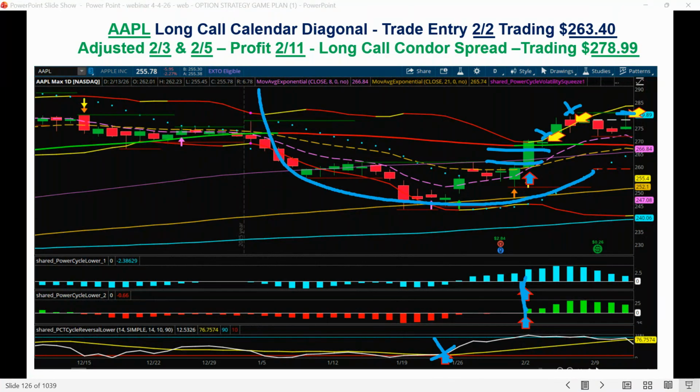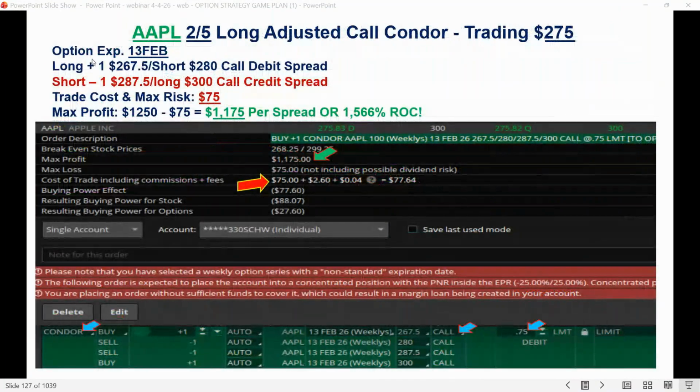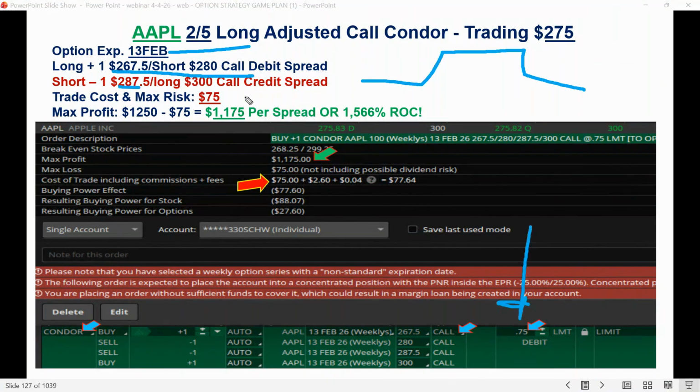All right, so this was originally started with that call counter diagonal, and then we adjusted it to the call condor. So we ended up in the 13 Feb series that we had the long dated in initially. So now we were long the 167F, 267F 280 call debit spread side. We added to that, bringing in premium to 187 300. So we had this condor, and we adjusted our price down to $75 debit cost.